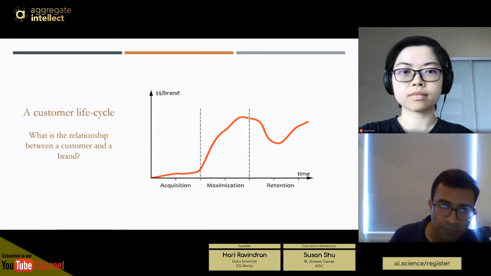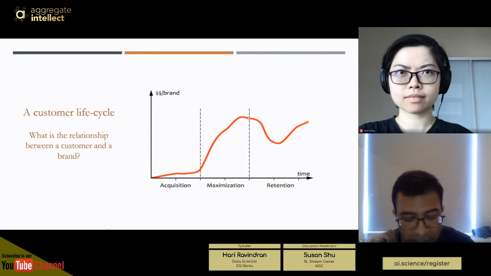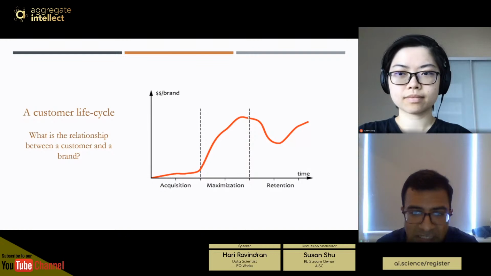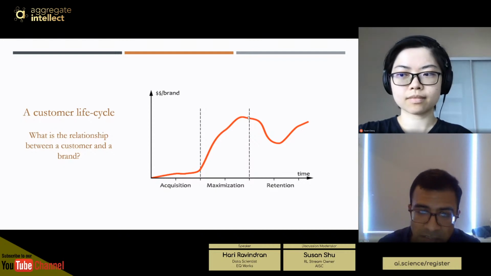In the long-term goal, what we're going to do is define what is called the customer life cycle. In the customer life cycle, what we are doing is segmenting the phases of interaction that a customer has with a brand. Traditionally, there are three main phases of interaction. There is an acquisition phase, there is a maximization phase, and finally, there is a retention phase.